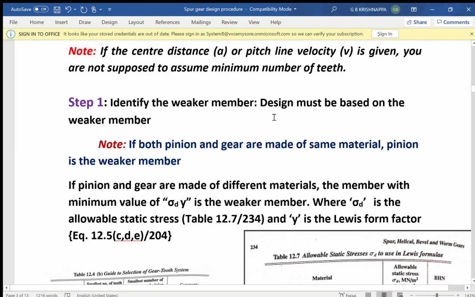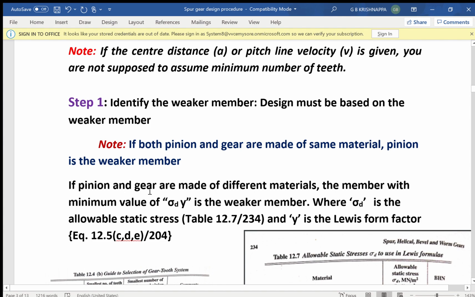Step 1. Identify the weaker member. So design must be based on the weaker member. Note, if both pinion and gear are made of the same material, pinion is the weaker member. So hence design must be based on pinion.